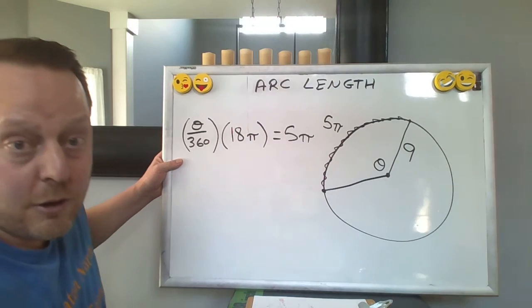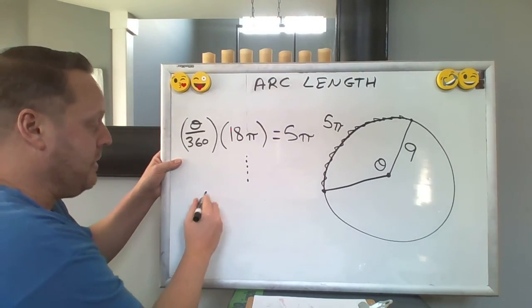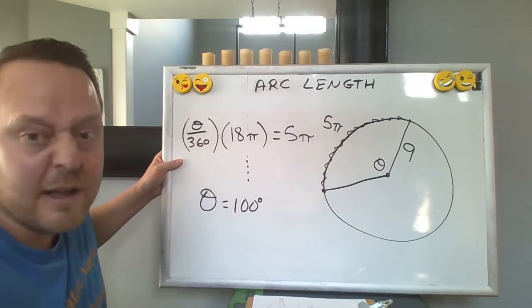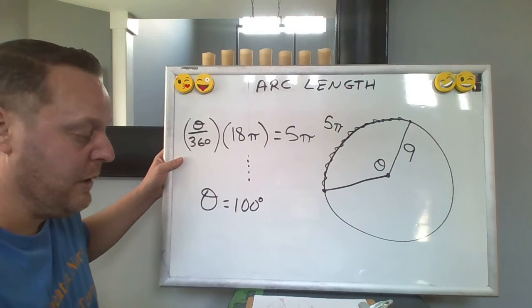So once again, here's our equation of one variable. We could go ahead and solve this equation, and it ends up that theta is 100 degrees. And if you need to pause the video to try and get to 100 degrees, go right ahead and pause the video to try and get to 100 degrees.